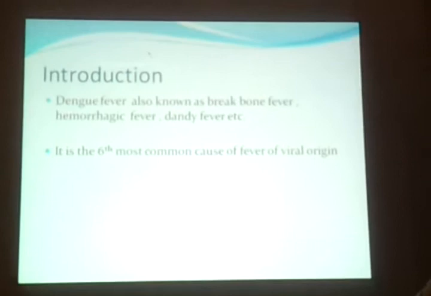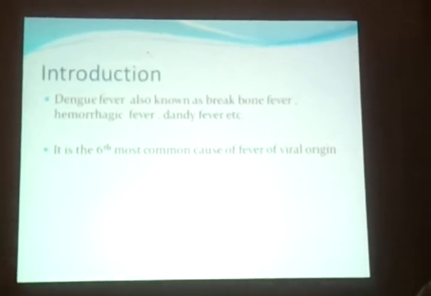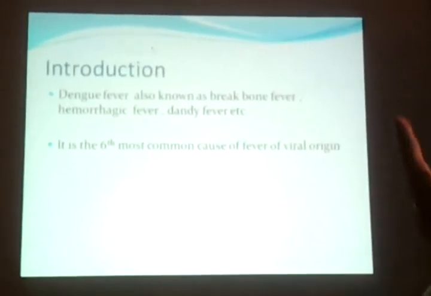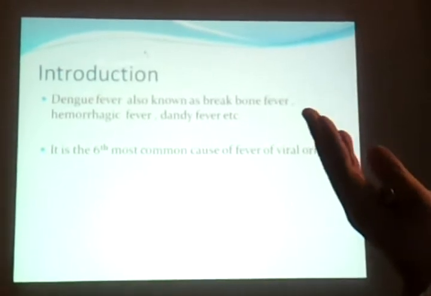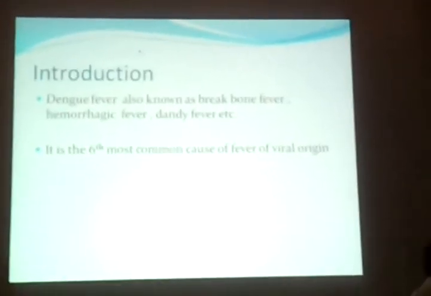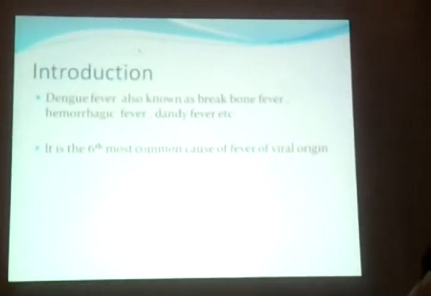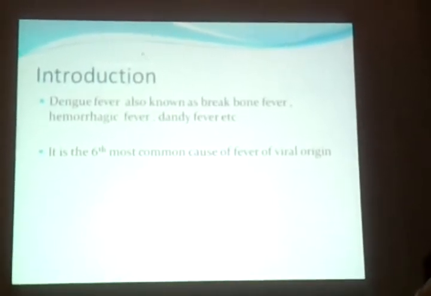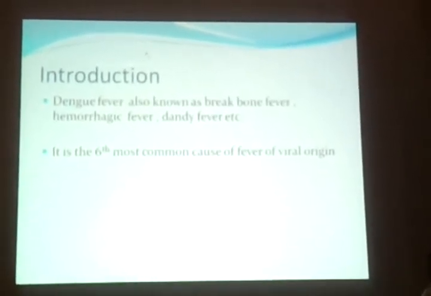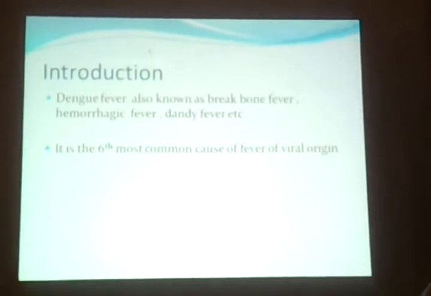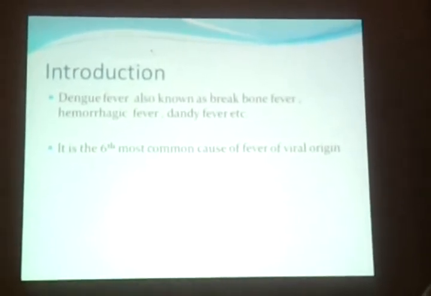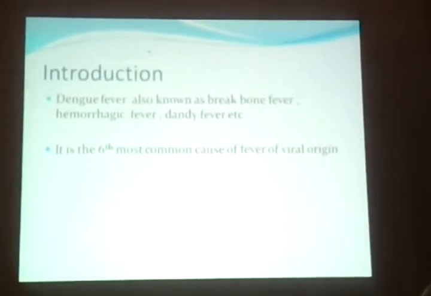It is the sixth most common cause of fever of viral origin. So why is it the sixth? Because if you gather all the data for fever of viral origin, dengue fever ranks number 6. The top one is influenza. Second is viral pneumonia.